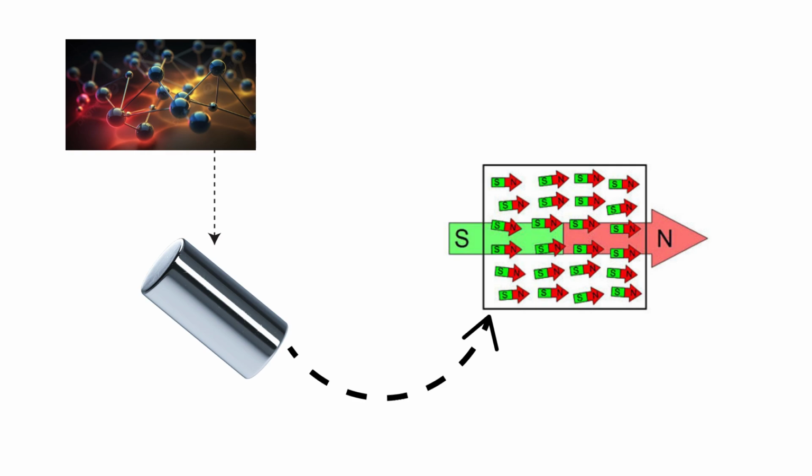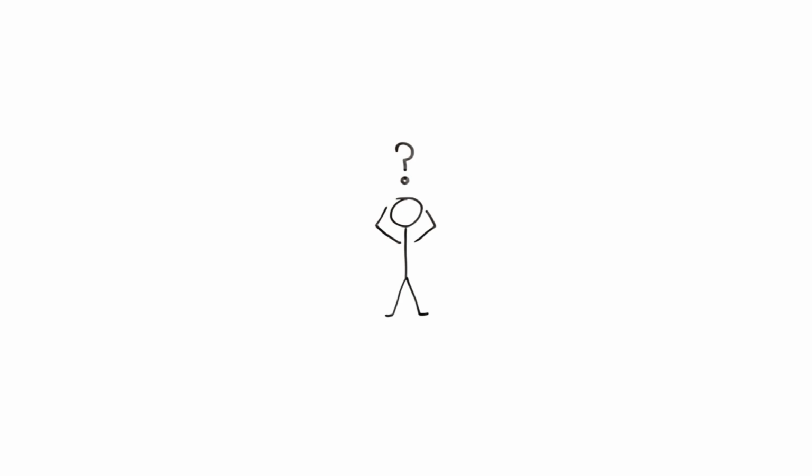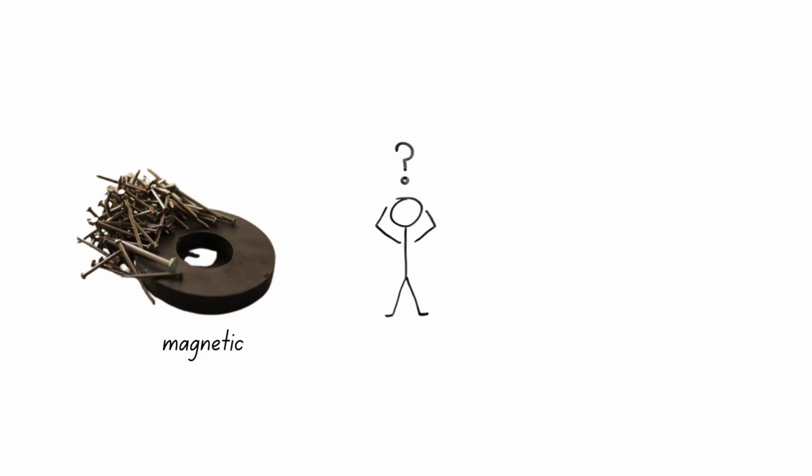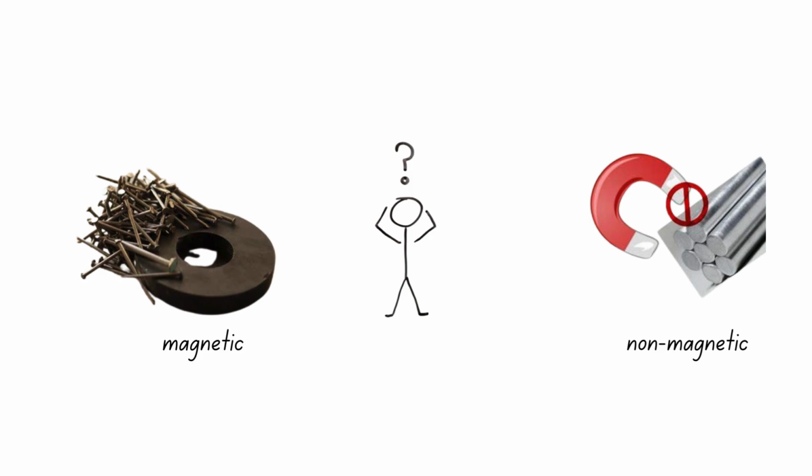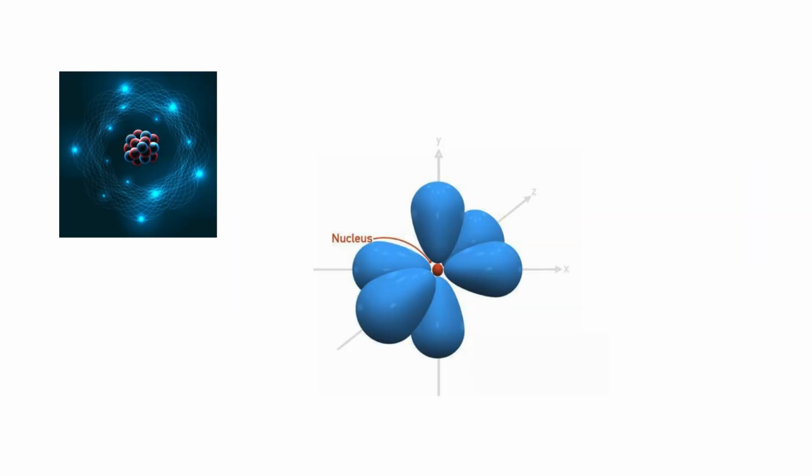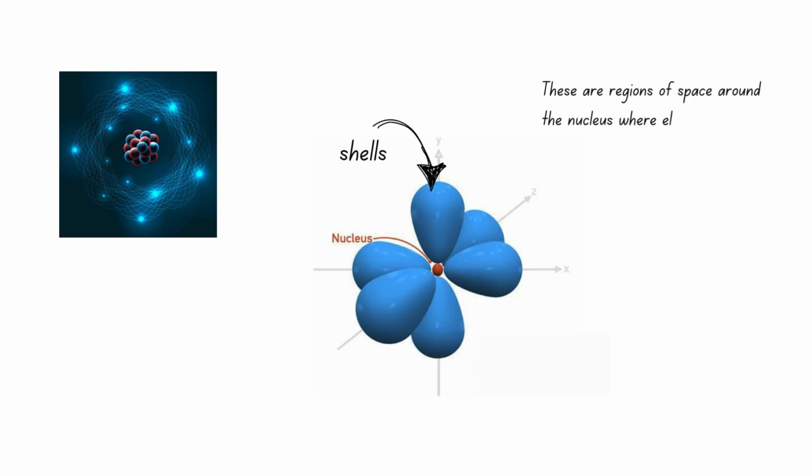When these atoms come together to form crystals, doing so in such a way that their magnetic dipoles align, the dipoles add up vectorially to produce a net magnetic field around the entire object. What makes some materials magnetic while others are not? Well, electrons within atoms occupy discrete energy levels known as atomic shells. These are regions of space around the nucleus where electrons spend most of their time.